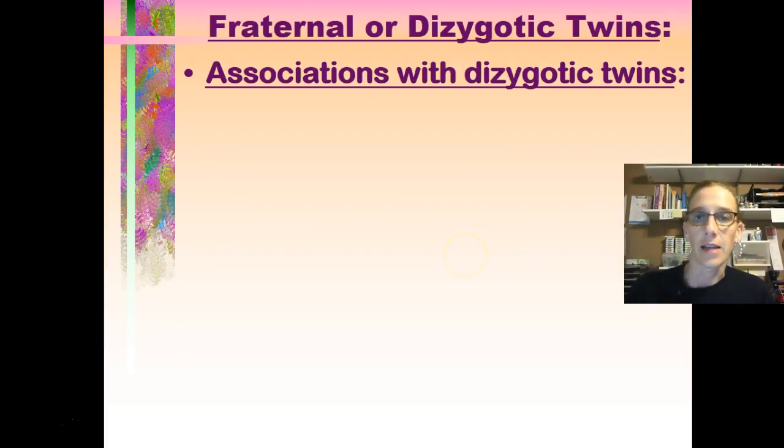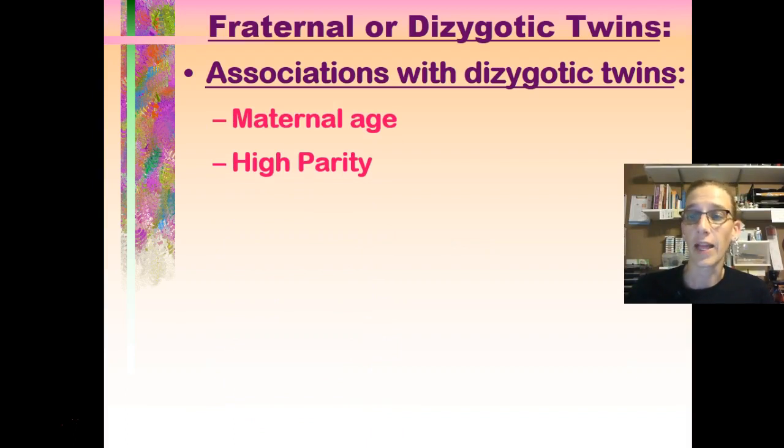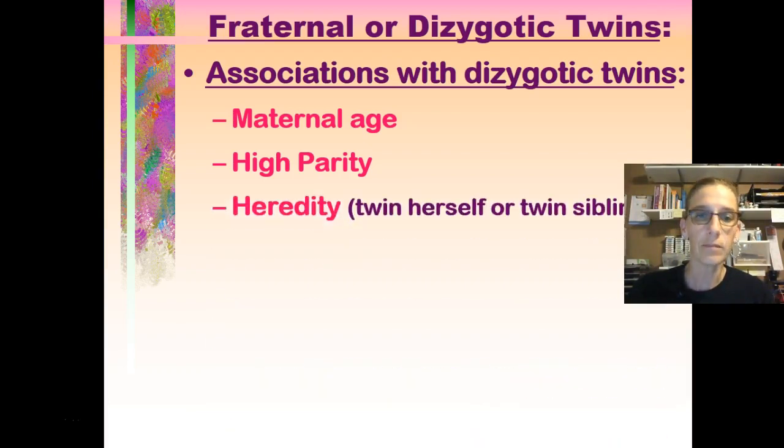All right, fraternal or dizygotic twins. Associations with dizygotic twins are maternal age, because increased maternal age increases the chance of over-ovulating, or releasing more than one egg at a time. A high parity, so if you already have multiple children, you have an increased risk.